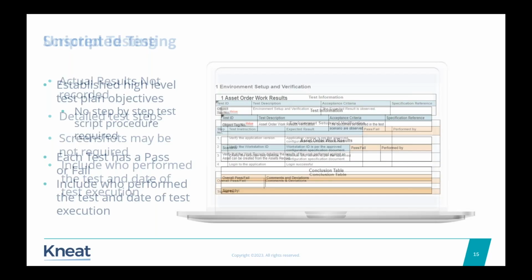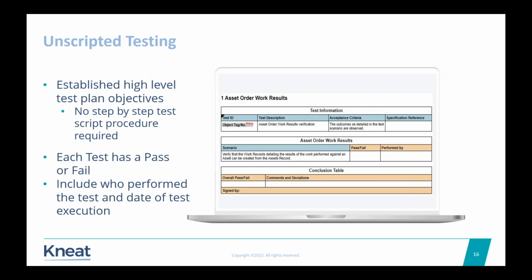So let's go to the next one, which is unscripted testing. You can see here, it establishes high-level test plan objectives. There's no step-by-step test procedure script required. This is not as detailed. It's not do this, do this. It's usually a single statement, verify that this has worked against an asset that can be created, okay? You still have your pass-fail, you still have your performed by, you still have your cross-reference back. Again, it's not as detailed as your scripted testing because in this case, it could be used for a low risk or a medium risk feature, okay? But again, we're still following our core principles here, including who performed the test.